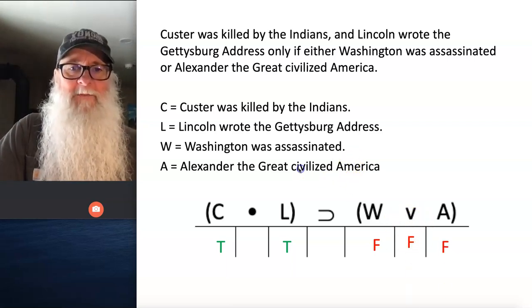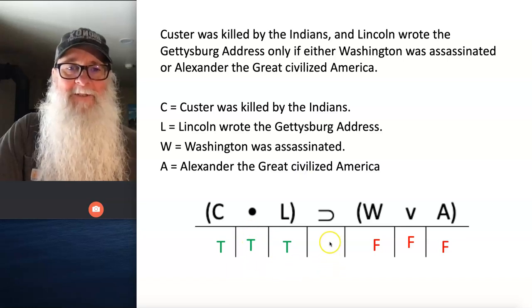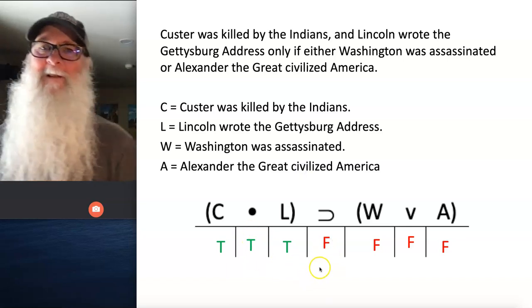This wedge over here is false, but this dot over here is true. And what does that make this horseshoe? False.